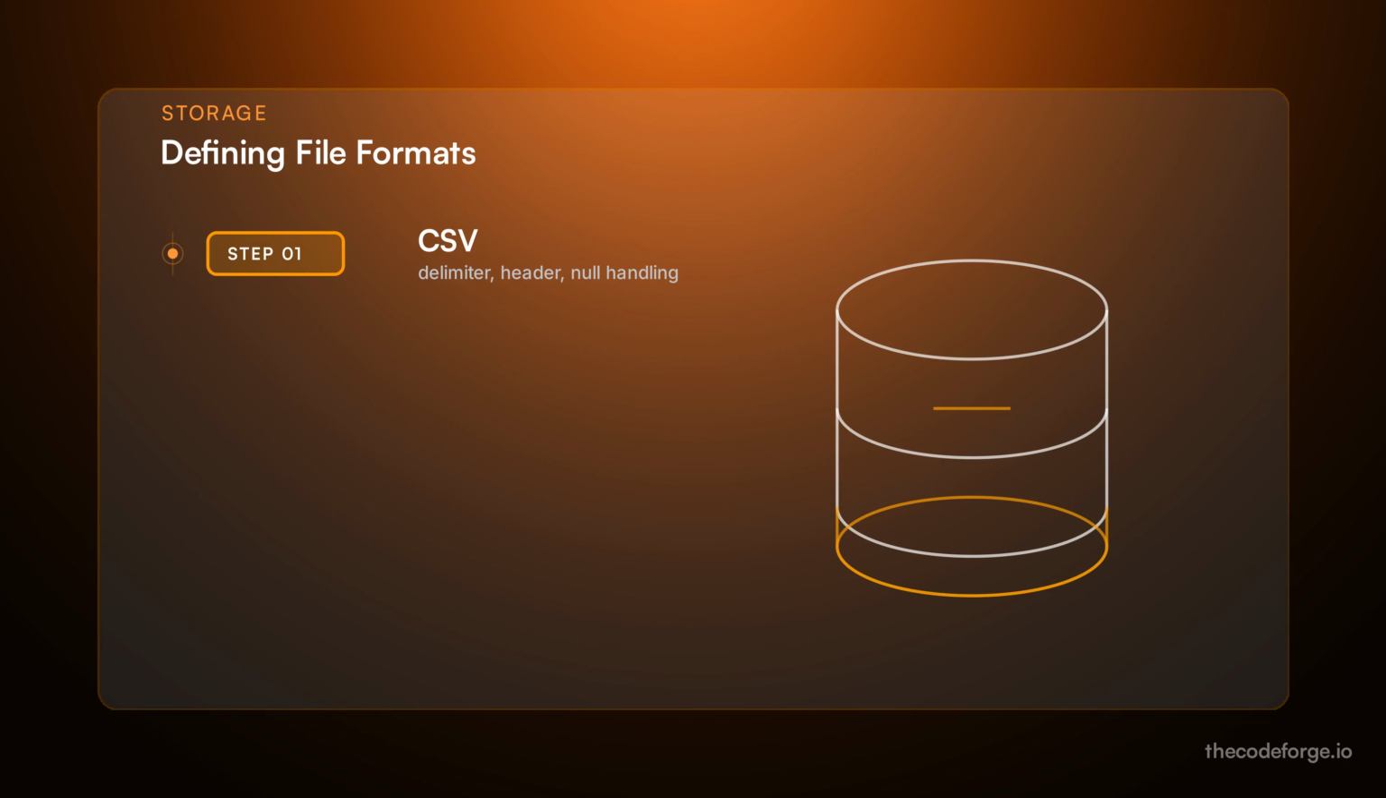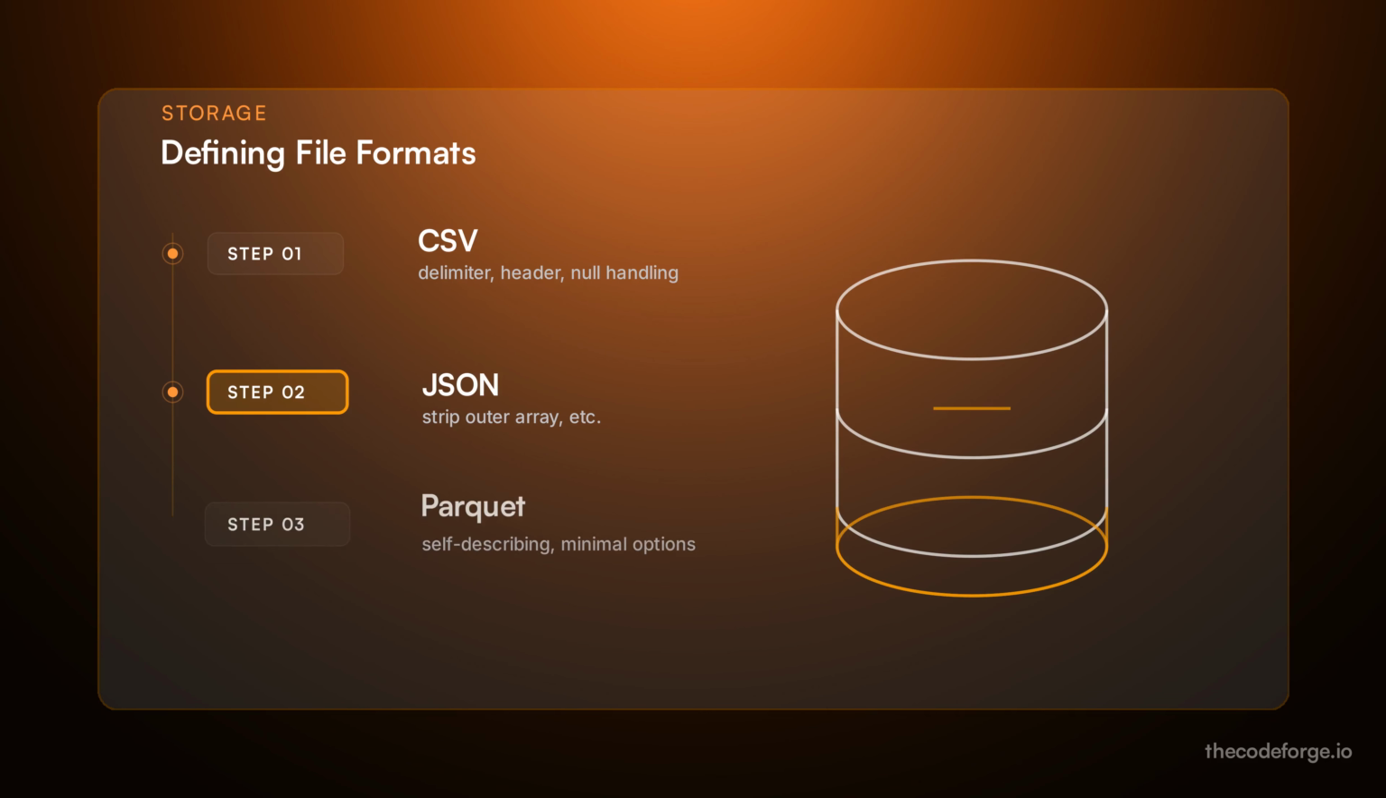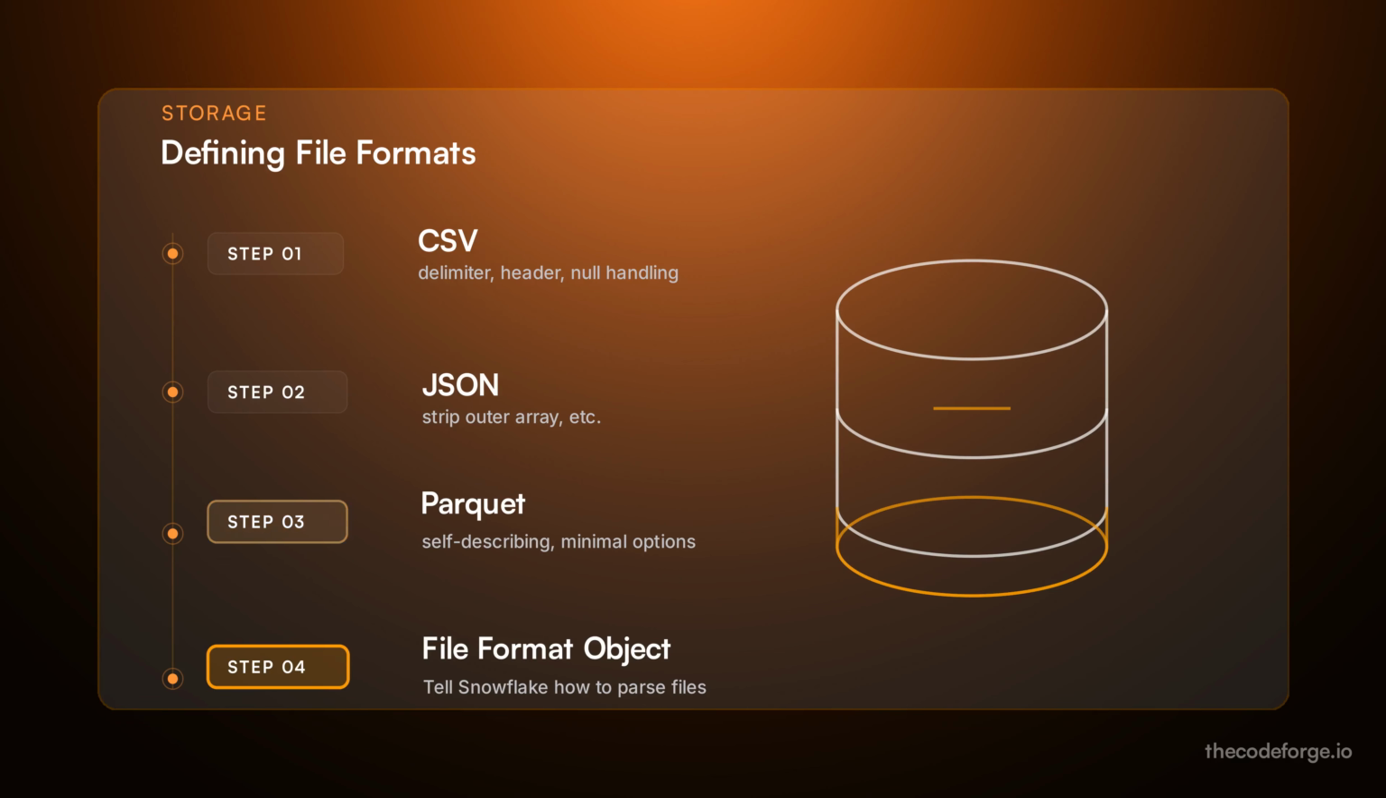Tell Snowflake how to parse files, that's the first step. For CSV, you define delimiters, headers, and null handling once, then reuse them. JSON and Parquet are self-describing, so Snowflake handles the heavy lifting.